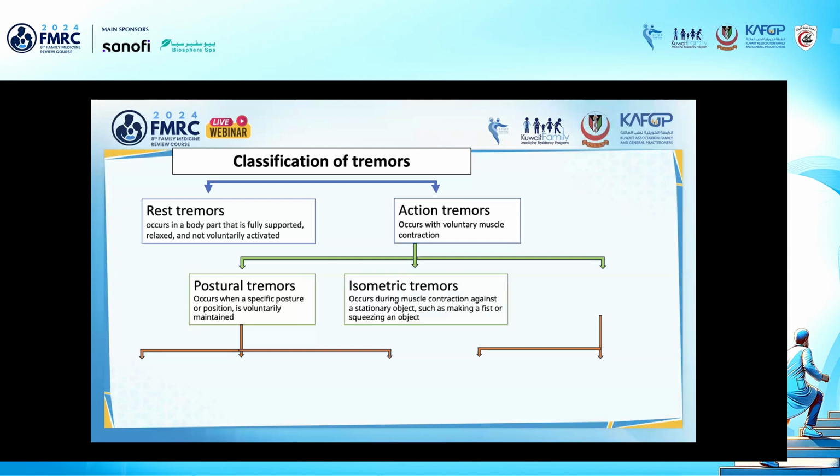Or isometric tremors. Isometric tremors occur when the muscle contracts against a stationary object, like, for example, when the patient is making a fist or squeezing an object or pushing on a wall, then the tremors happen. And then there's the kinetic tremors. Kinetic tremors occur during any movement.